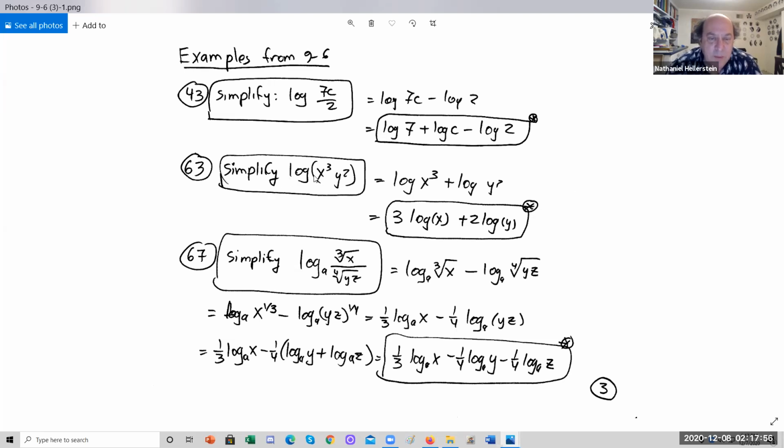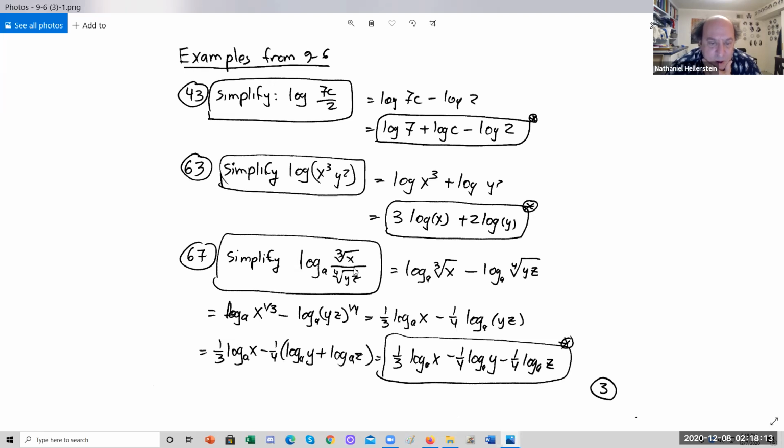Here we have common log of x to the third y to the second. Well, it turns into a sum of log x to the third plus log y to the second. And the power of 3 comes out in front, and the power of 2 comes out in front. So you get 3 log x plus 2 log y.